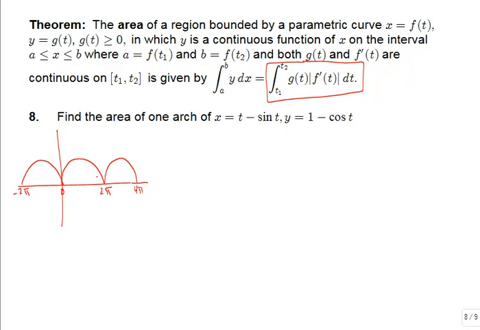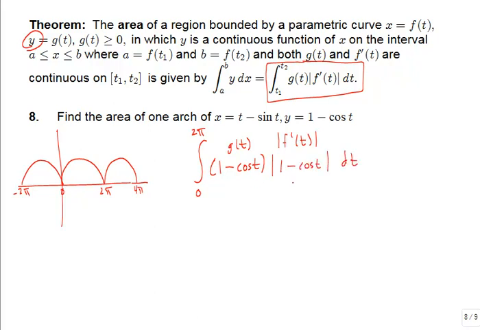So what we can do here is set up our integral. It's going to be the integral from 0 to 2 pi of our g of t. Now g of t is the y function. So in this case that would be this 1 minus cosine t. So for g of t, we're using 1 minus cosine t. And then we need the absolute value of f prime of t. So we want the absolute value of the derivative of this x, since the f of t function is your x. So what's the derivative of x here? Well, it's going to be 1 minus cosine t dt.